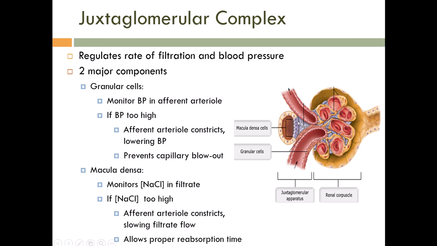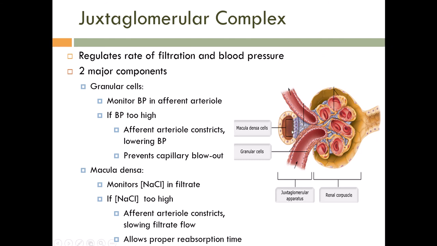The macula densa are salt receptors, they're chemoreceptors. They are found in the wall of a portion of the renal tubules that loops back next to the glomerulus. And if the salt concentration in the filtrate is too high, it indicates that the filtrate is moving too quickly through the tubule system and there isn't enough time to reabsorb needed, necessary things.